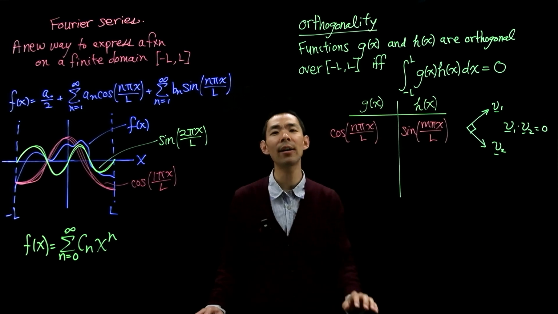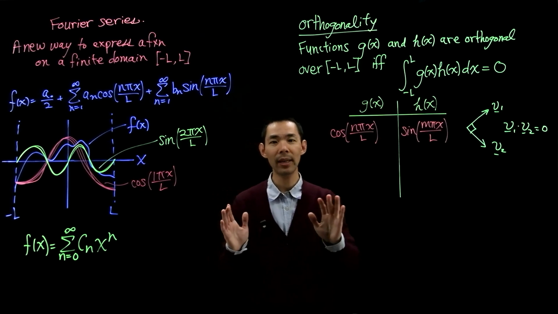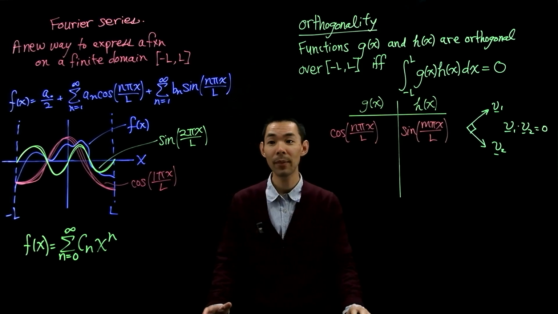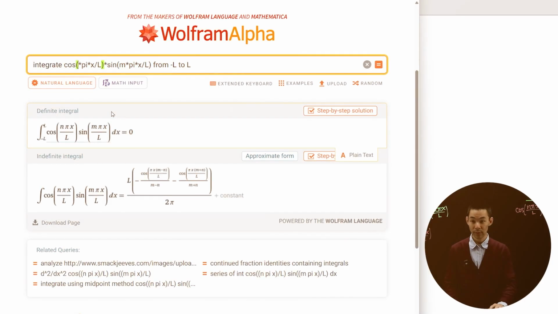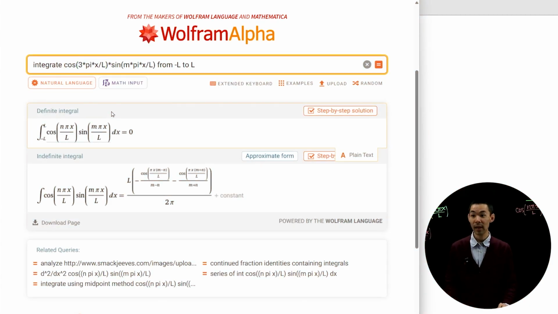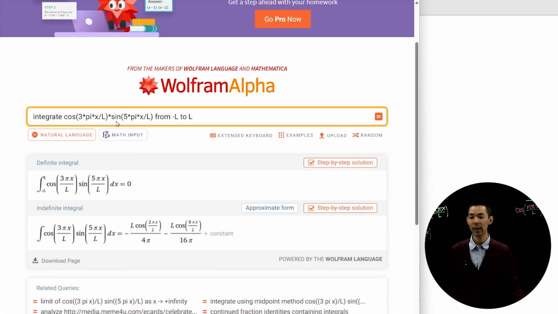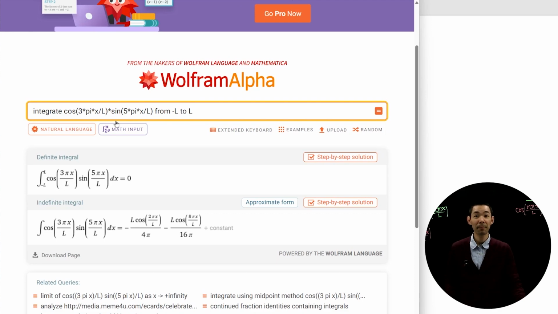Let's make things concrete, because I think m and n seems to spook out some students when I first show them. So let's make things concrete. Let's say I have cosine 3 pi x over L, and I have sine 5 pi x over L. I'm integrating those two things. It just gives me 0.